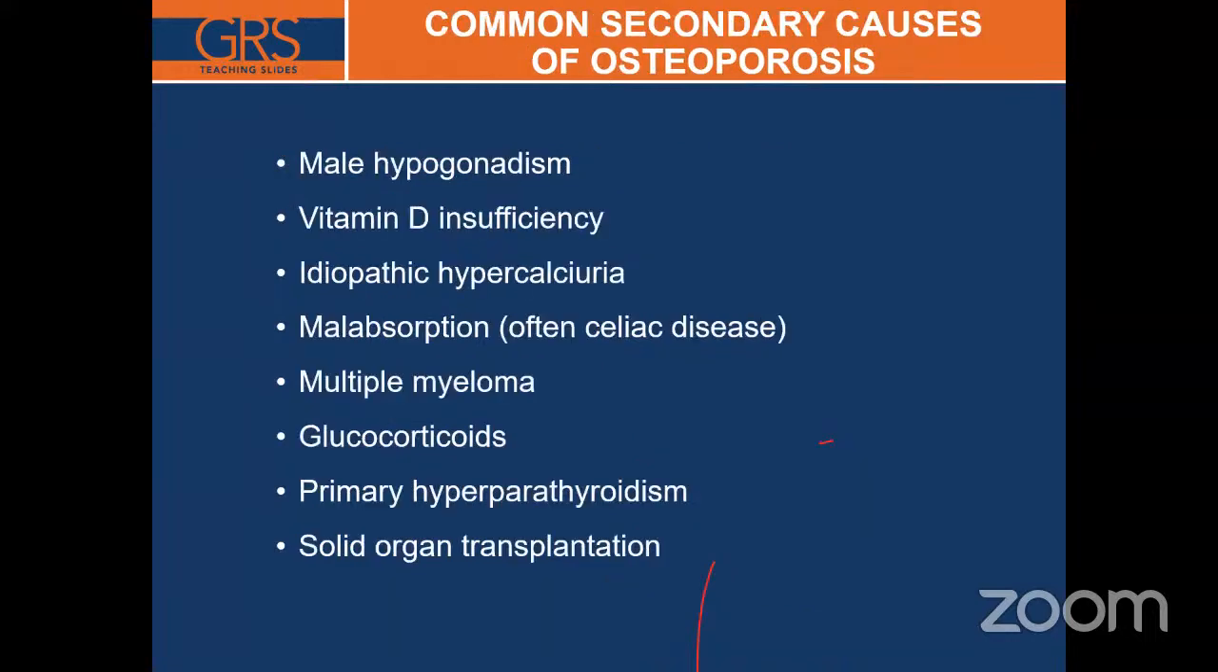Secondary causes of osteoporosis: male hypogonadism, vitamin D insufficiency, idiopathic hypercalciuria, malabsorption, often celiac disease, multiple myeloma, glucocorticoids, primary hyperparathyroidism, solid organ transplantation. The most commonly reported secondary causes of osteoporosis in men include hypogonadism and excessive alcohol intake. Androgen deprivation therapy with gonadotropin-releasing hormone to treat prostate cancer reduces bone mineral density from 3% to 7% per year and increases the risk and rates of fracture.